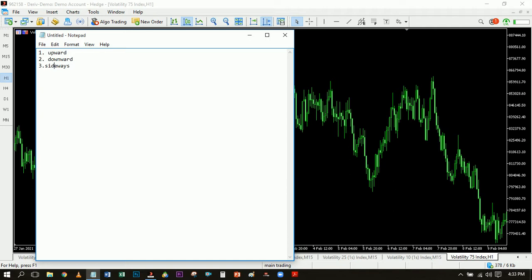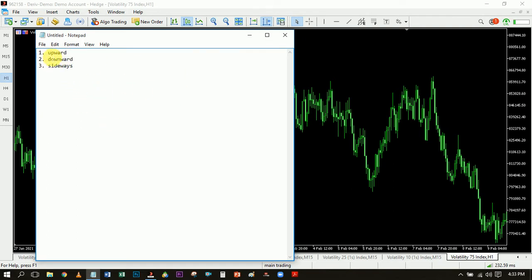Now I'm going to show you each of these movements real quick, and I will explain to you the ones you need. Basically what you need is the upward and the downward movement. You have nothing to do with the sideways movement. When the market is moving sideways, it tells you that the market is consolidating. That means the market is indecisive. That means the argument between the buyers and the sellers is inconclusive. So that is why you are having a sideways movement.